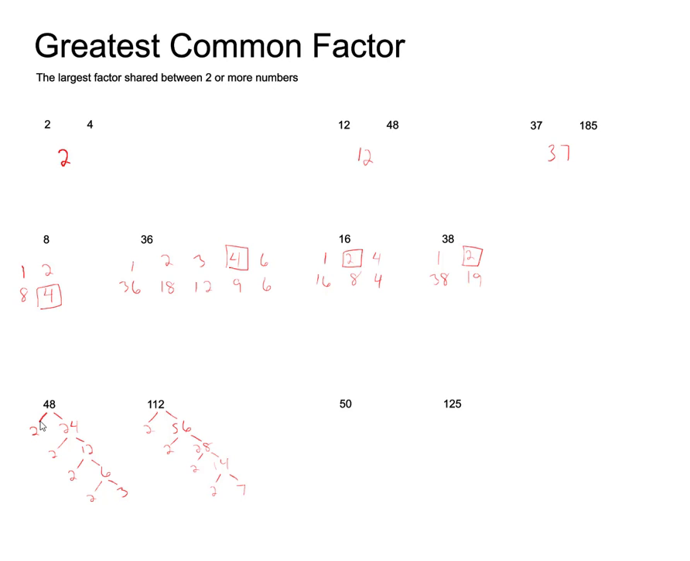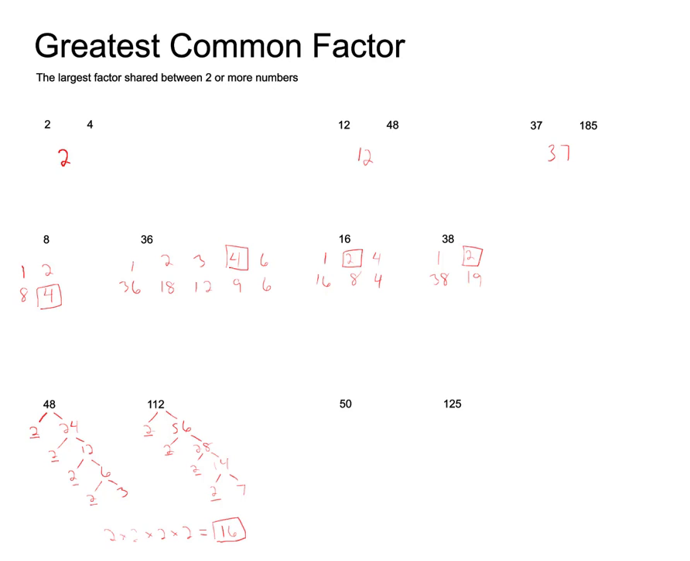So now what we need to do is find the prime factors for each number and take the greatest number of times that they appear in both numbers and multiply them together. By that I mean, if we look at 48, 2 shows up 1, 2, 3, 4 times, and for 112, 2 shows up 1, 2, 3, 4 times. So both 48 and 112 have a prime factor of 2 that shows up 4 times. So what we're going to do is take 2 times 2 times 2 times 2, and that's going to give us 16. So 16 is going to be the greatest common factor between 48 and 112.